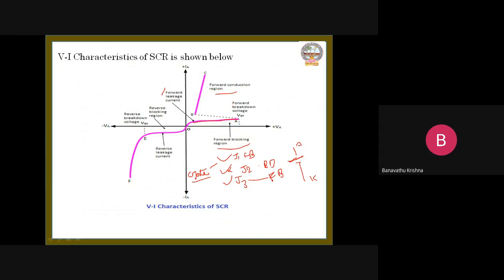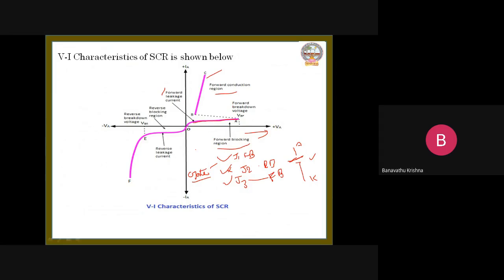It comes to here. Now the SCR current increases. Suddenly the current changes abruptly from A to B, and at the same time the voltage drop across this junction decreases. Now the SCR is in on condition, as long as you maintain the voltage in increasing order. Then the current goes linearly from B to C.